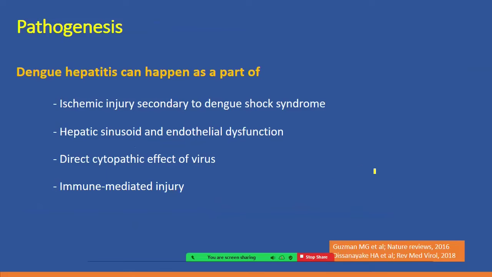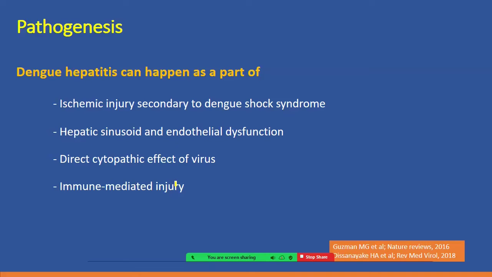Dengue hepatitis can occur because of multiple reasons in a patient having dengue. First and foremost, they can have ischemic injury like any other patient who has any disease with hypotension or shock. So this can be because of ischemic injury secondary to dengue shock syndrome. Then another important cause is hepatic sinusoid endothelial dysfunction, which occurs because of the infiltration of the virus and endothelial dysfunction occurring because of cytokine storm.